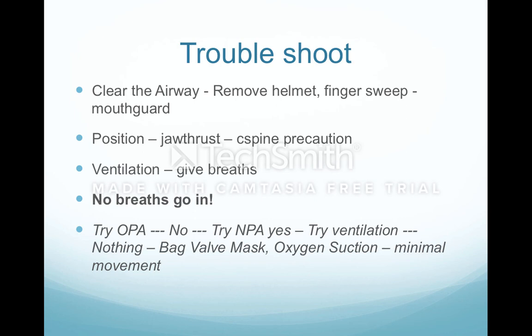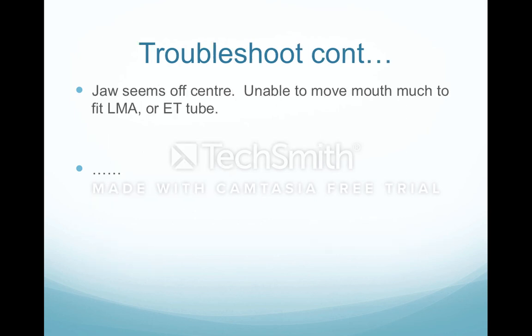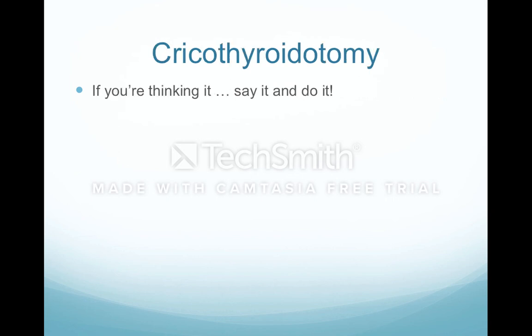What are you thinking about at this stage? So the jaw seems off center, you're unable to move the mouth much to fit either an LMA or an ET tube in. You've tried a nasopharyngeal airway, tried a bag valve mask. What are you thinking about next? There's nasal, there's oral, and then there's lower. If you're thinking of it, say it and do it.